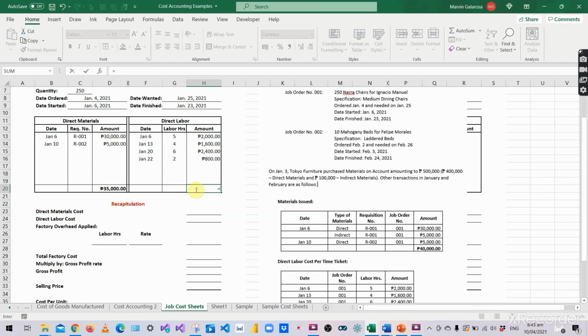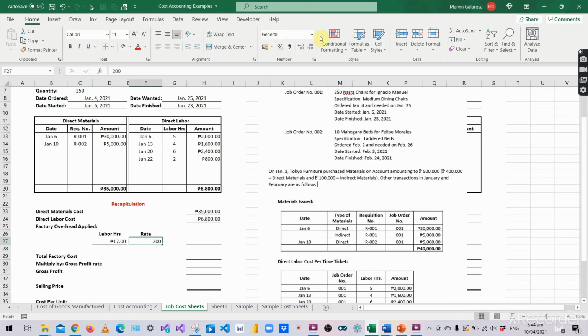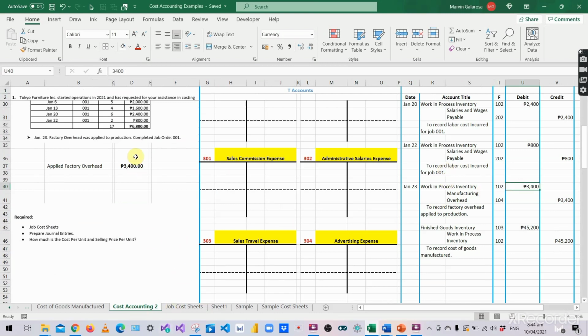For direct labor cost naman, 2,000 plus 1,600 plus 2,400 plus 800, 6,800. Kunin natin yung mga totals na yan. 35,000 for direct labor cost, 6,800. Magkano ulit yung factory overhead applied? Ang rate niyan is 200 pesos per labor hour. Ang labor hours total is 17. Compute natin. 17 times 200. Dapat pareho yan dun sa ni-record natin sa January 23. 3,400.